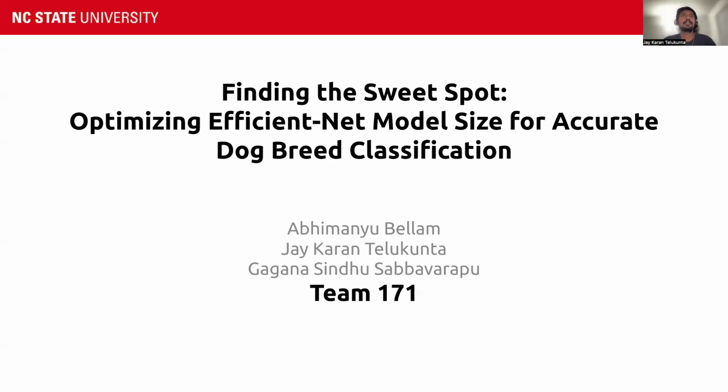Hello all, this is the presentation for CS 542 Neural Networks course. Our project title is Finding the Sweet Spot: Optimizing EfficientNet Model Size for Accurate Dog Breed Classification. Team members are Abhimanyu, Jaykaran, and Sindhu.